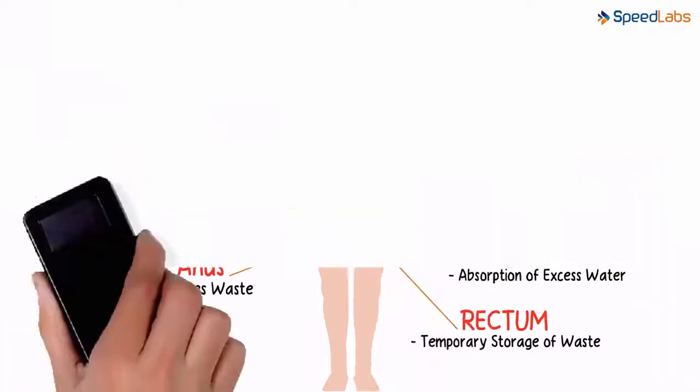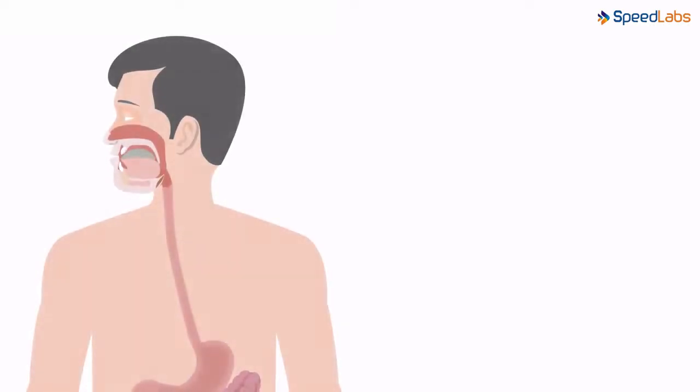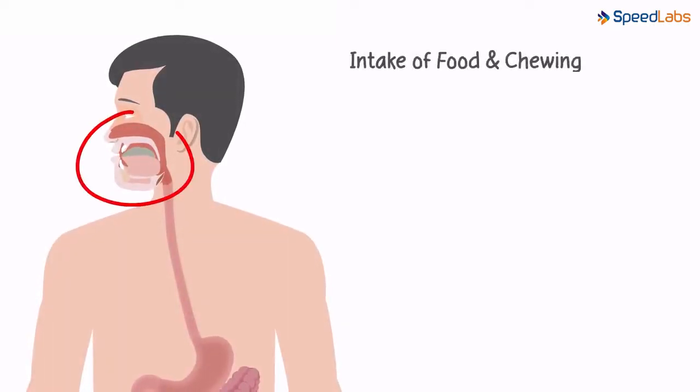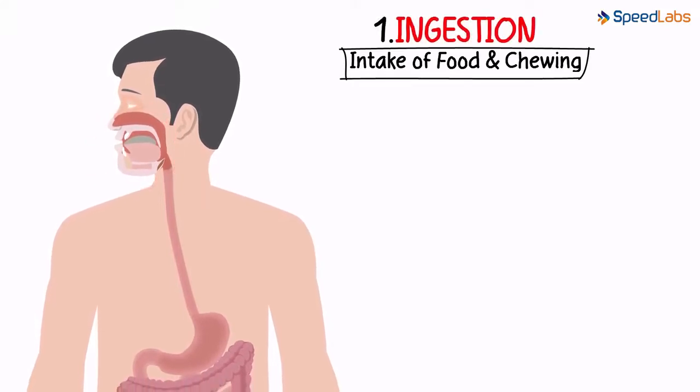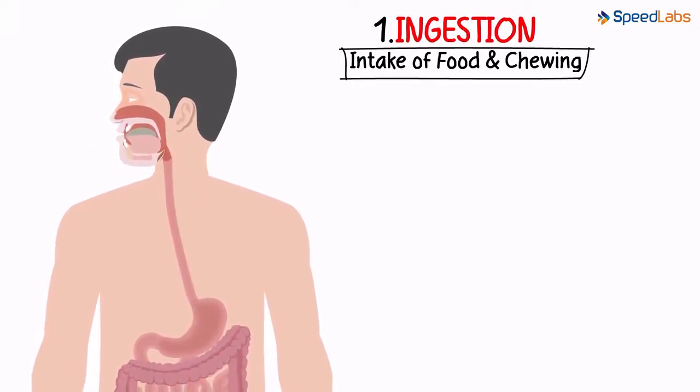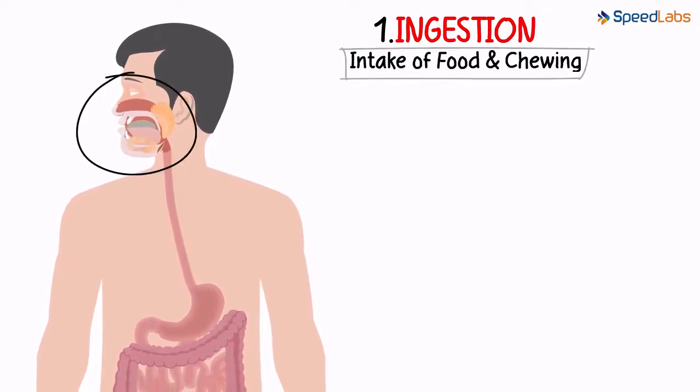The other way to look at this is by classifying each part of the process. There are 5 main parts. Intake of food and chewing it would be classified as ingestion. We ingest the food, or we say that we consumed it. This happens in the mouth.